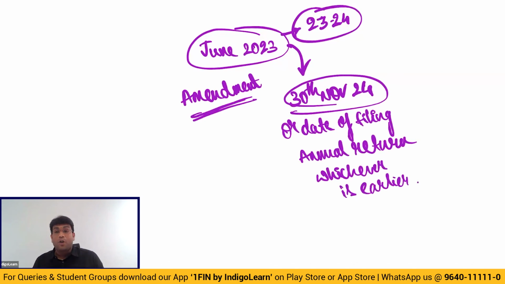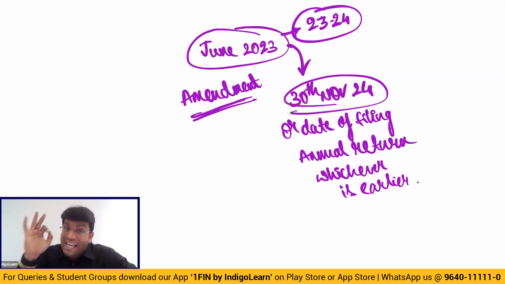So in the exam, a small question can come for 2 marks where they will ask, what is the maximum time limit within which input tax credit is to be claimed? That is nothing but 30th November following the end of the financial year to which the invoice pertains, or the actual date of filing the annual return, whichever is earlier. So that is the maximum time limit within which credit can be claimed by the recipient. Very, very important latest amendment, my dear friends.